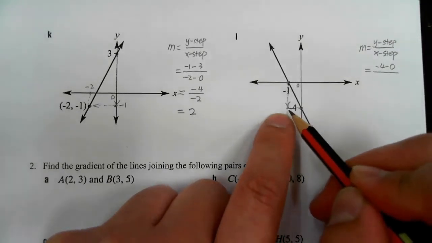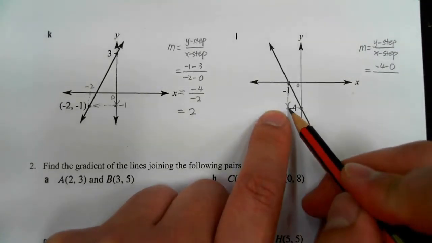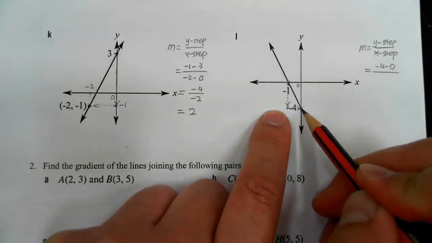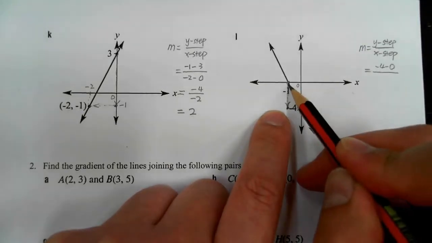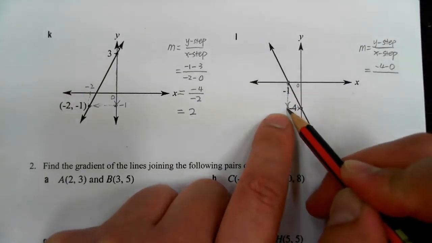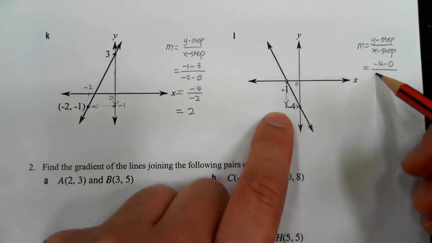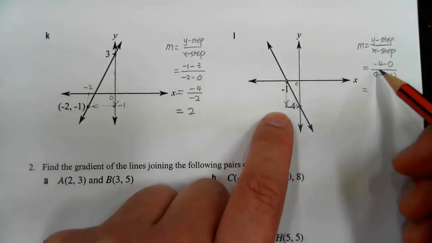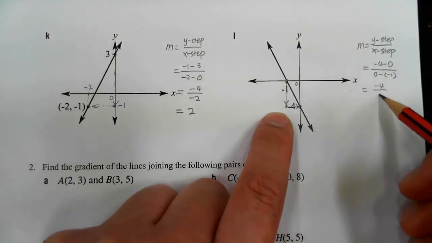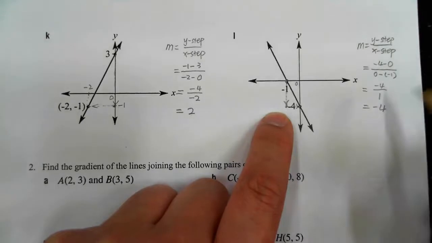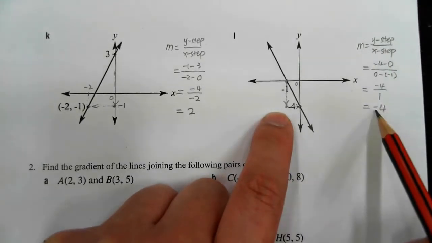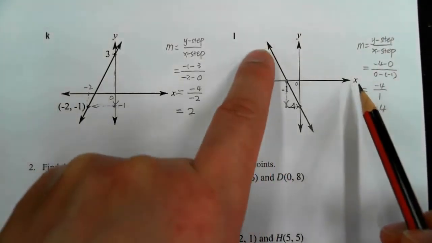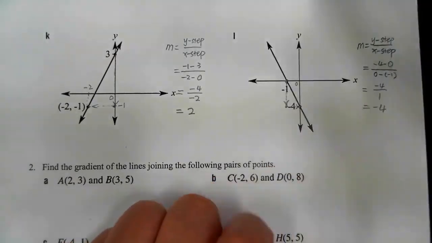So for x, I go this way. I end at 0, and I start from -1. So from -1 to 0, I use 0, take away -1. Alright, so the answer is -4 over 1, so the answer is -4. Now you can see the gradient is a negative number, so the line is going down.